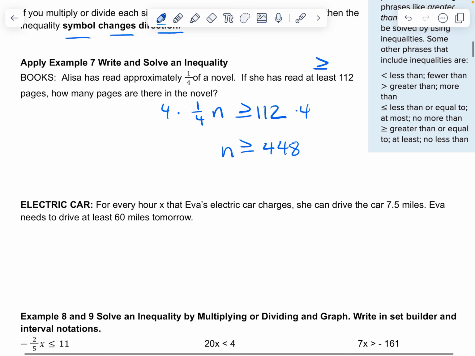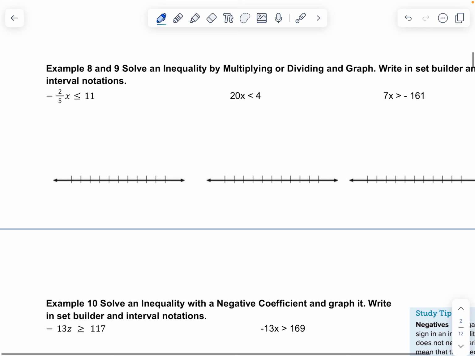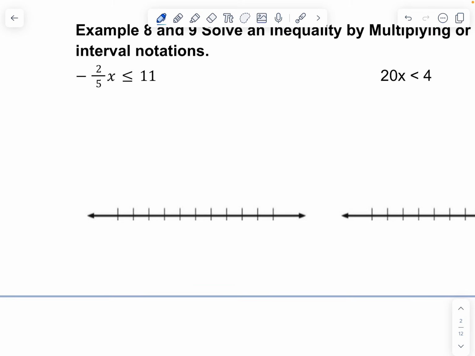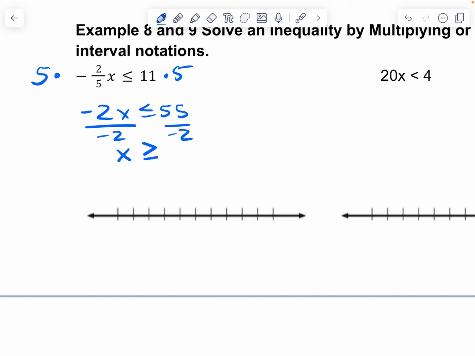Okay. Maybe. I'm going to skip that. Just keep on going. So I don't like having that fraction, so I'm going to multiply both sides by 5 to get rid of that fraction. So I have negative 2x is less than or equal to 55. Okay, so I'm going to divide both sides by a negative 2. Because I divided both sides by a negative 2, the inequality must change directions.